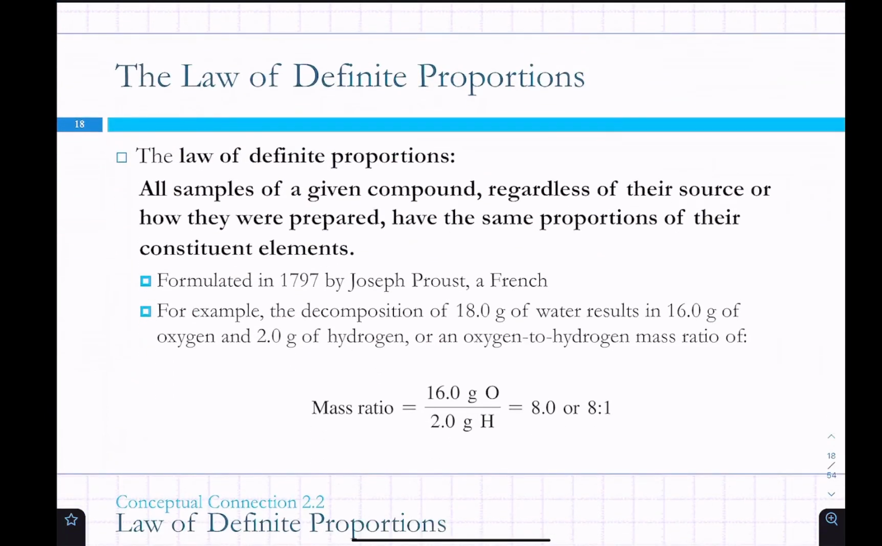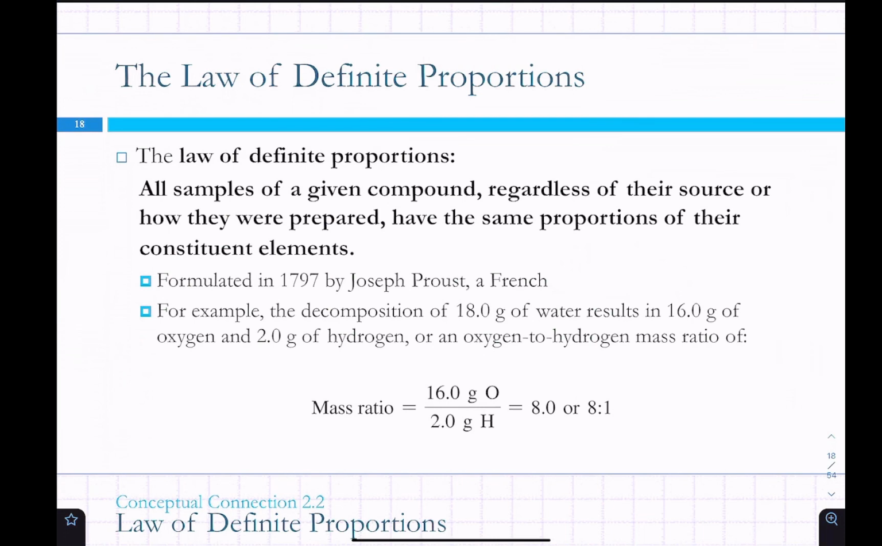The law of definite proportions is that all samples of a given compound, regardless of their source or how they were prepared, have the same proportions of their constituent elements. So this was formulated in 1797 by Joseph Proust, who's a French chemist. I think that got cut off here. It just says Joseph Proust, a French.